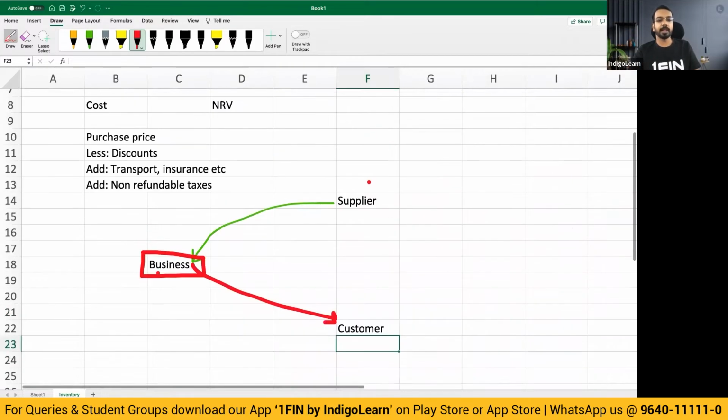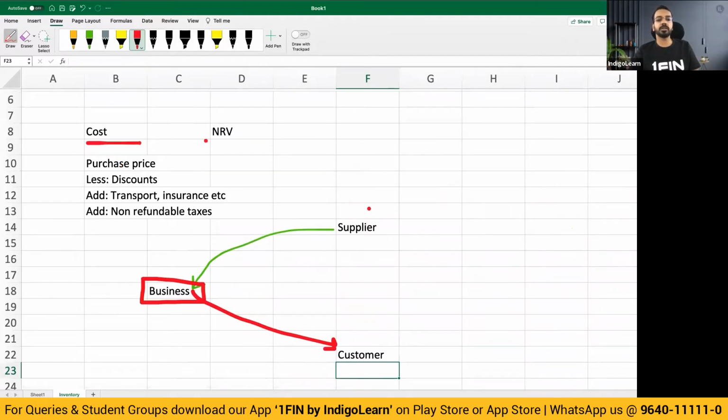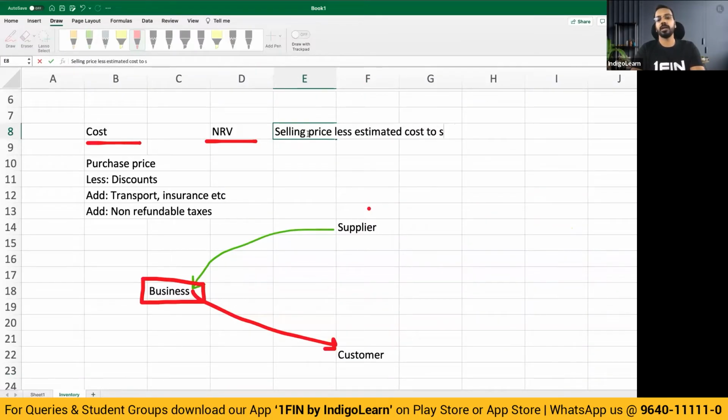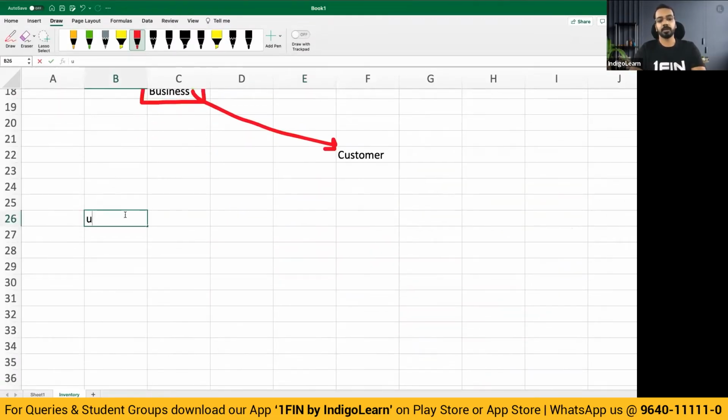Now we said there is on one side cost and on the other side NRV. NRV is simply your selling price less estimated cost to sell and complete. So say for example, purchase price is 1000. Cash discount will not be deducted. Trade discount is 100.